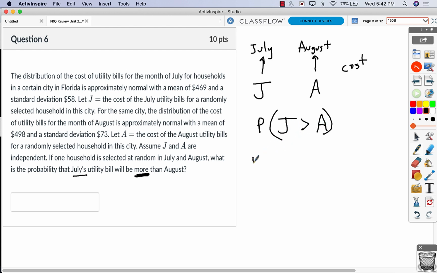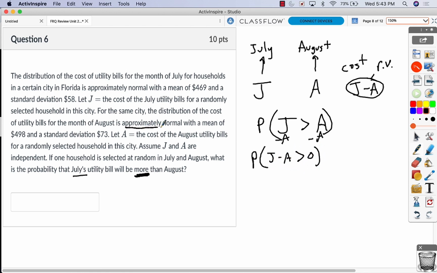Now, to make this a little easier, because we're going to have a graph of differences. How would you know which one was more than the other one? You have to subtract them. You have to get July and subtract. So this is the random variable that we're dealing with. It's July minus August. That's how you tell who's more than the other one. If you subtract A on this side and subtract A on this side, this left side would be J minus A greater than, and then A minus A is 0. So I need to find out the probability that J minus A is greater than 0.